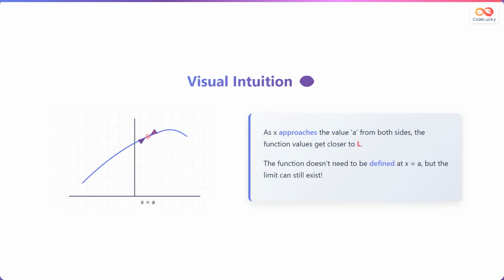Let's develop some visual intuition. Imagine a graph where, as x approaches the value from both sides, the function values get closer and closer to L. Notice that the function doesn't even need to be defined at x equals a for the limit to exist. The limit is all about the trend, not the actual value at that specific point.